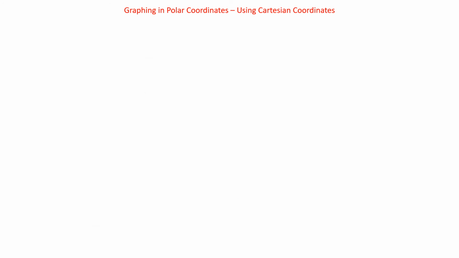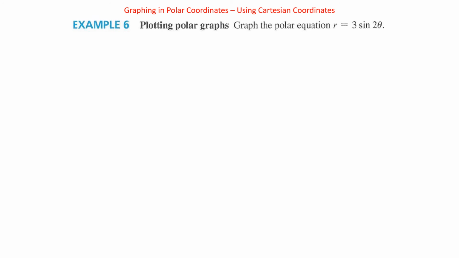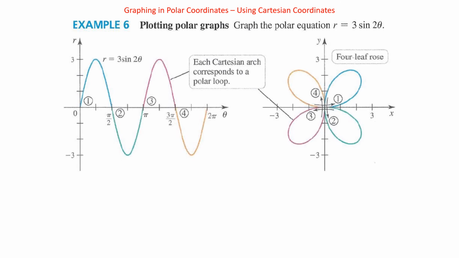That's doing the same thing. So we could graph the polar equation r equals 3 sine of 2 theta. So we can graph 3 sine of 2 theta. We're going to have an amplitude of 3. The period's going to be shortened. It's going to look kind of like that.